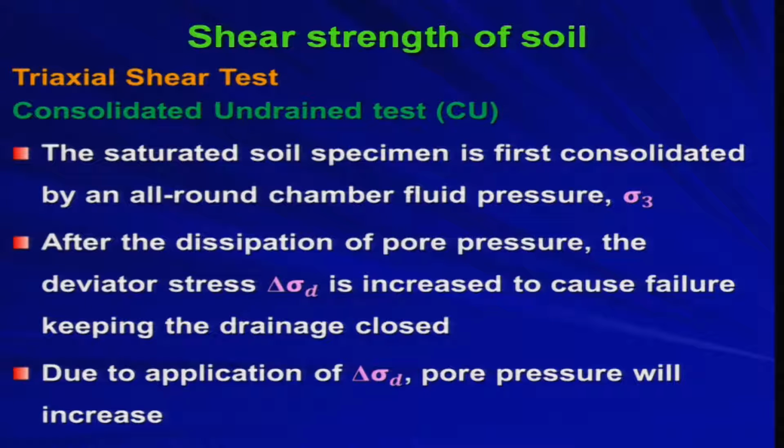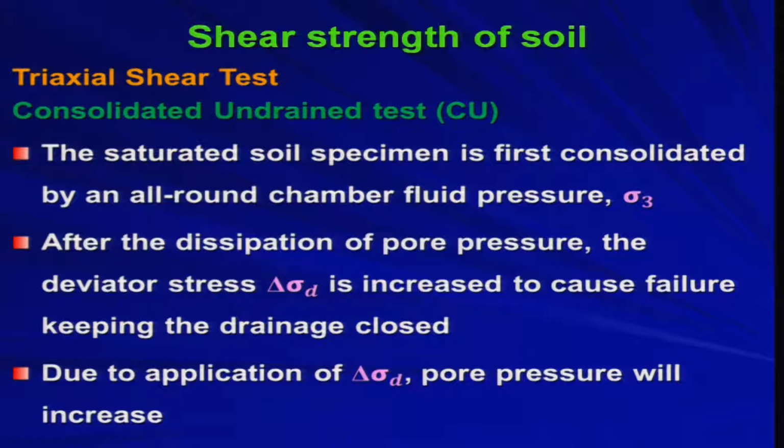So, after the dissipation of the pore pressure, that means whatever pore pressure was built up due to the application of sigma 3, the deviator stress, that means the axial stress, is now applied, that is delta sigma d. So, delta sigma d is increased to cause failure, keeping the drainage closed.